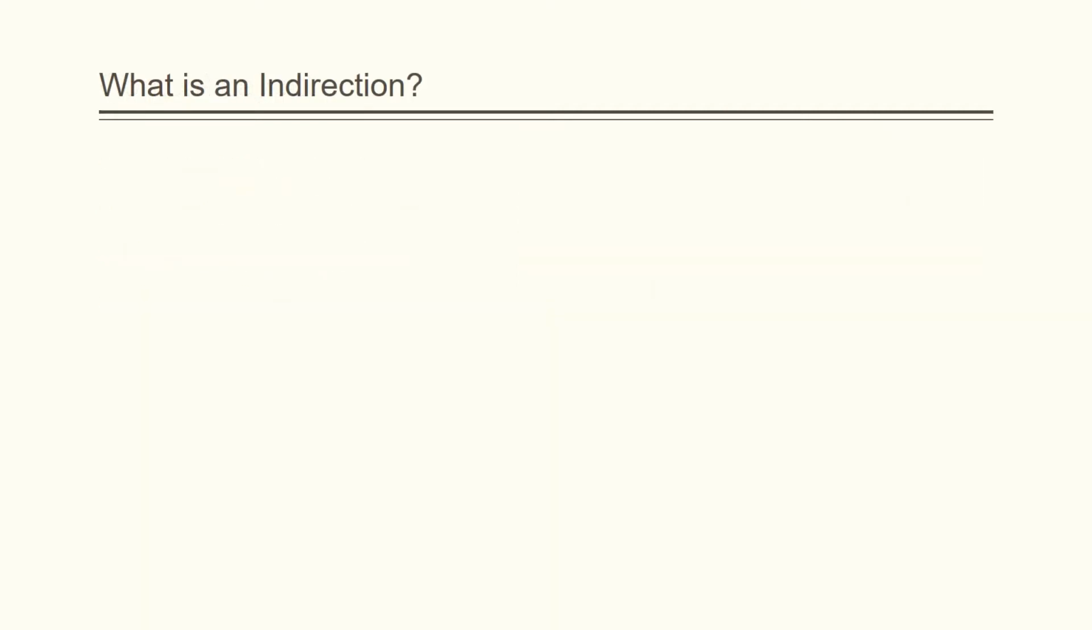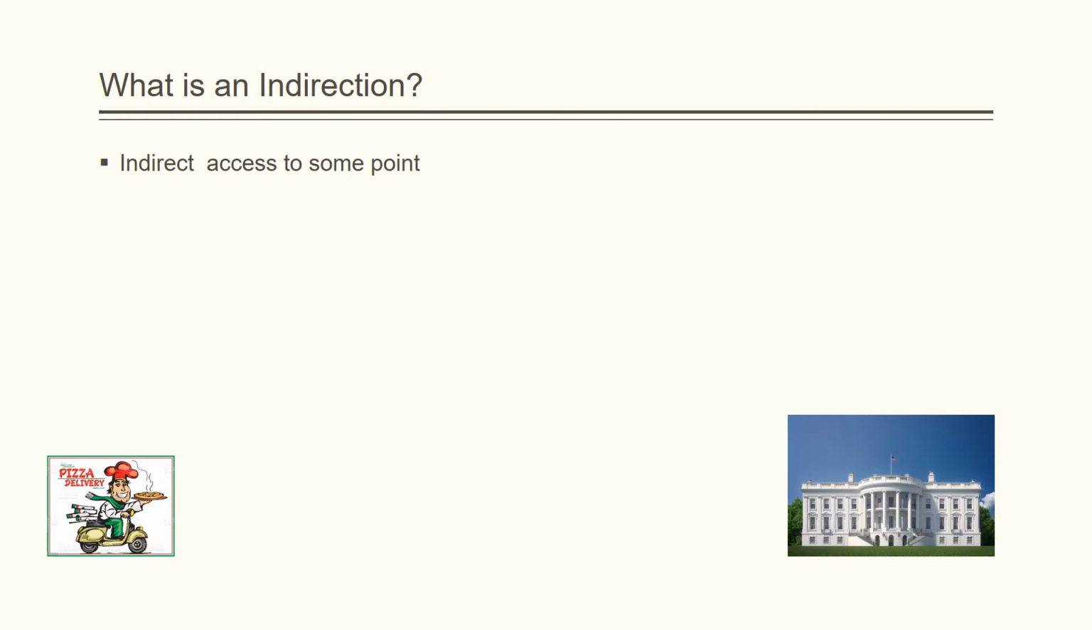What is an indirection? As the name suggests, it is indirect access to some point. For example, consider a pizza delivery guy who wants to deliver a pizza from his location to this building. Now there are two possible methods for this. The first one is called the direct access method. In this method, he can directly deliver his pizza from this place to this building. However, it is only possible if he has the corresponding pizza with himself. And this method is not possible if he doesn't have the pizza.